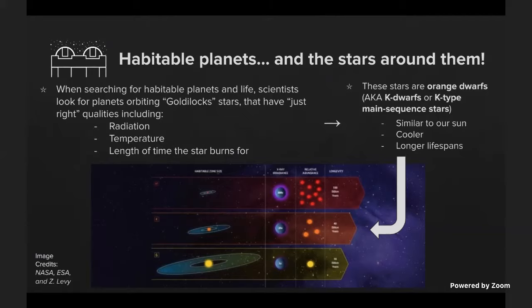These recommended stars are orange dwarfs, also known as K-dwarfs or K-type main sequence stars, as you can see in the middle row of the diagram. These stars are similar to our sun, but are cooler and have longer lifespans. In fact, there are 3 times as many orange dwarfs as there are stars like our sun, increasing the potential for life elsewhere in the universe.